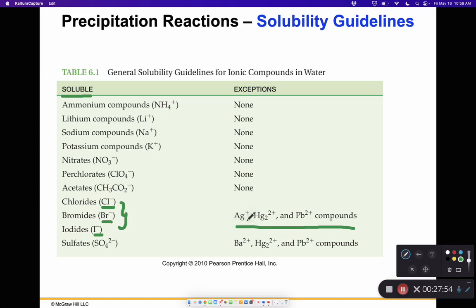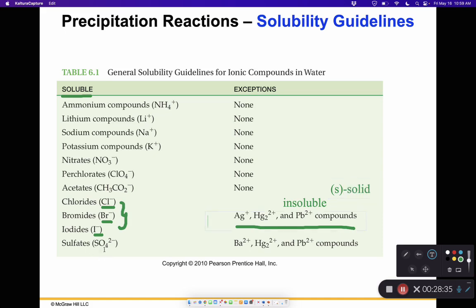If it is silver chloride, mercury chloride, or lead chloride, then these cations make them insoluble. So the chlorides, bromides, or iodides of silver, mercury, and lead are exceptions. They do not dissolve in water. They are insoluble. The exception means these compounds will be insoluble in water. If they are insoluble, then in the equation we write a lowercase s to show that it is a solid. That is how we do it.